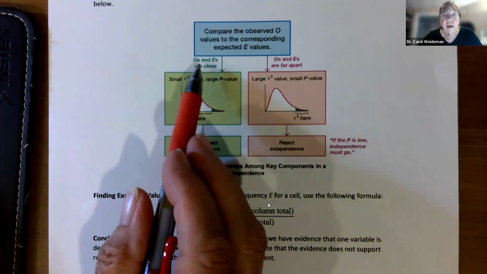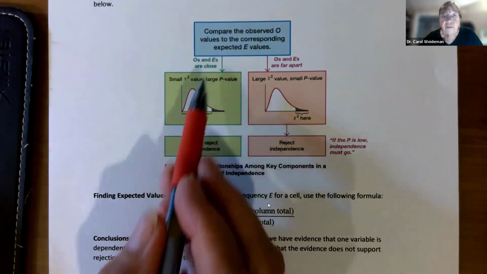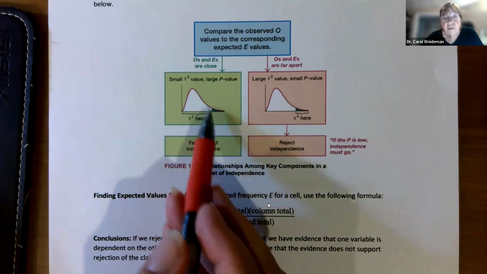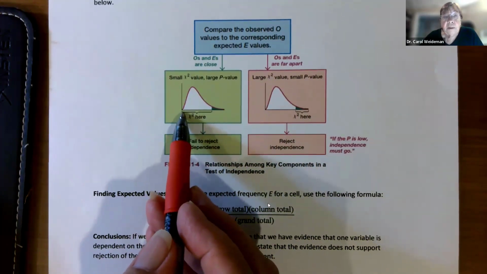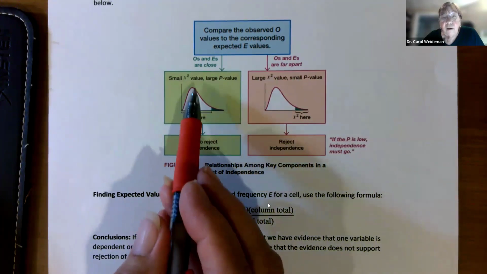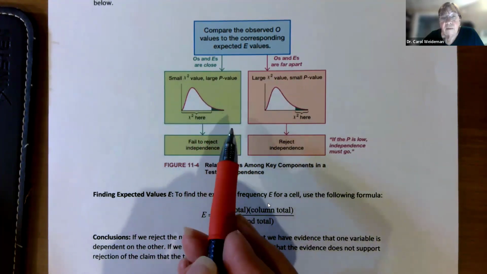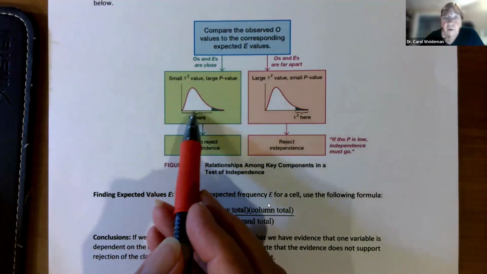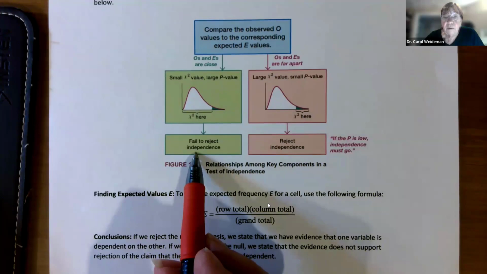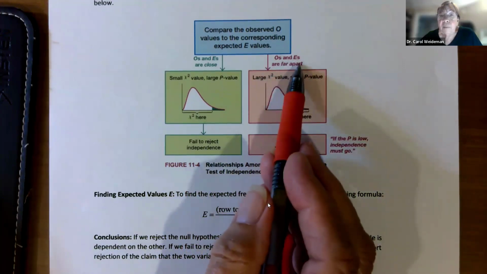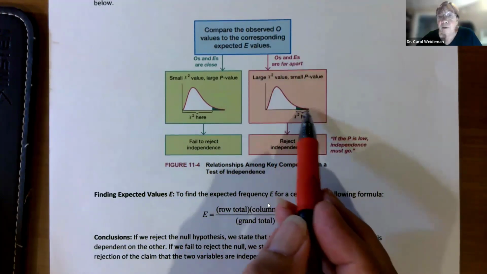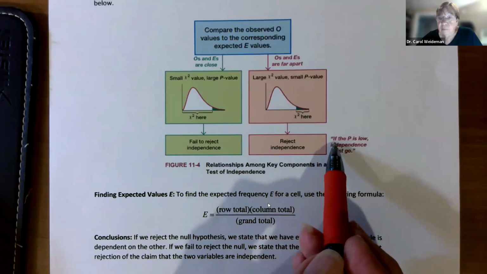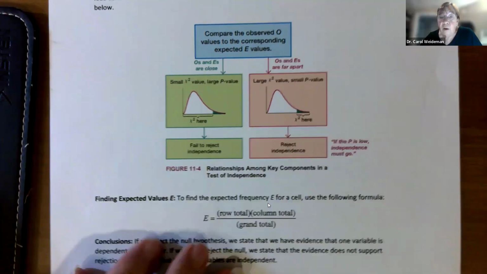So here's a little picture. If the observed and the expected are close together for each cell, then we're going to have a small chi-square value. And the chi-square looks like this. It's a positive distribution. It can't be negative because we square in the numerator. It starts at 0, and then it goes out here with a long tail on the right-hand side. So if the observed and expected are close together, our chi-square is going to be down here somewhere, and we're going to fail to reject independence. If the observed and expecteds are far apart, then our chi-square statistic is going to be way out here in the tail, and we're going to reject. Again, remember that if the p is low, the independence must go.